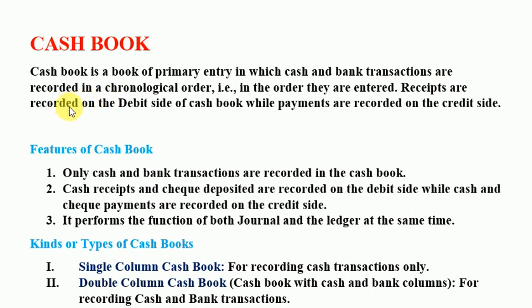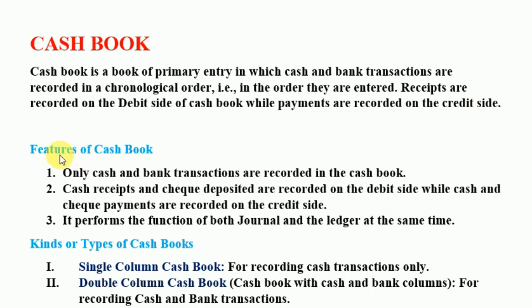Receipts are recorded on the debit side of the cash book while payments are recorded on the credit side of the cash book. So whatever the receipts, all these receipts are recorded on the debit side of the cash book, and whatever payments are incurred in an organization, these payments will be recorded on the credit side of the cash book.